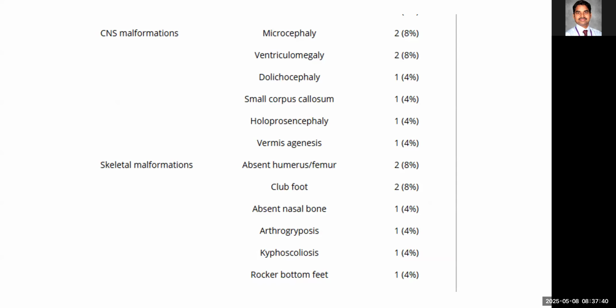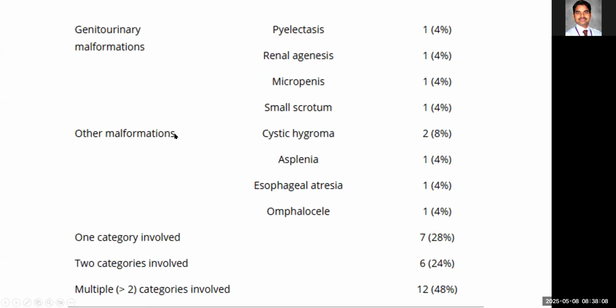They were associated with CNS and skeletal malformations. CNS malformations included microcephaly, ventriculomegaly, dolichocephaly, small corpus callosum, holoprosencephaly, and agenesis of the corpus callosum. Skeletal anomalies were absent humerus or femur, clubfoot, absent nasal bone, arthrogryposis, kyphoscoliosis, rocker bottom feet. All right. So in all these things, it becomes an additional finding, nothing much connected.